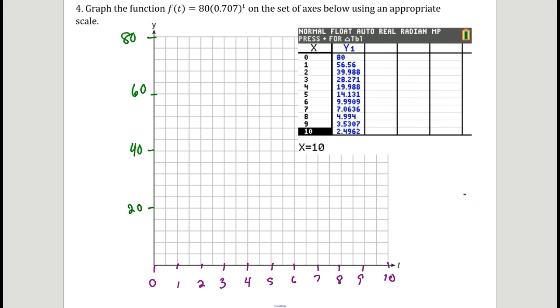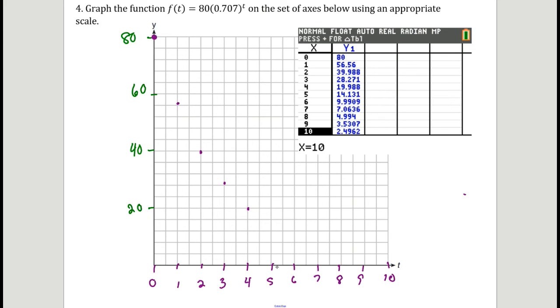The y-intercept, 0, 80, I start all the way up here at 80. 1 is 56.5. We're going to have to estimate that clearly. That's 60, each box is 4, so it's just above 56. 2 is basically 40. 3 is a little above 28. 20, 24, 28. 4 is basically 20. So the scale of 4 is actually working out really well for us.